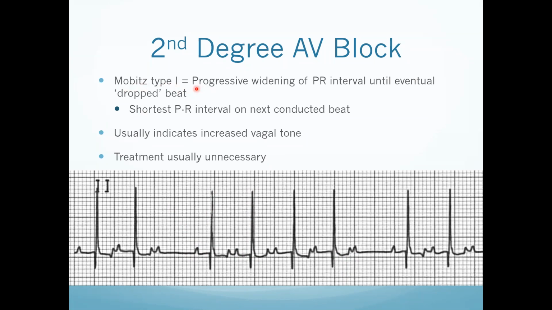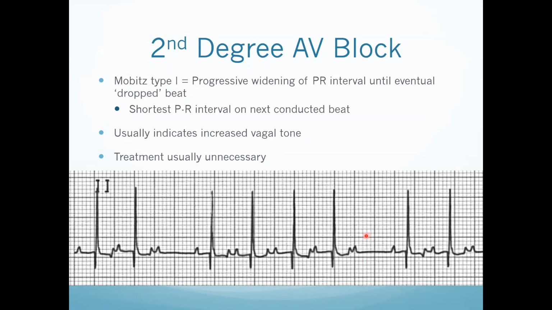Mobitz type 1, also known as the Wenckebach block, is where the PR interval gradually gets longer and longer until the beat is dropped. So here we can see the PR interval starts this long, gets a tiny bit longer here, gets obviously longer here, gets longer again, and then eventually the beat is just dropped altogether. So this is a very classic Wenckebach block.